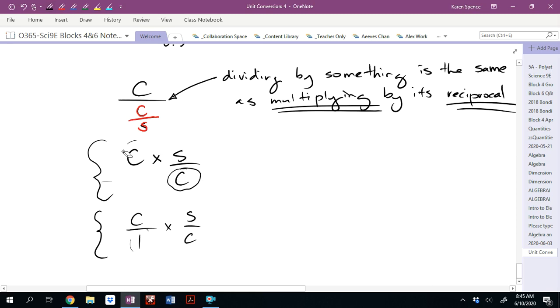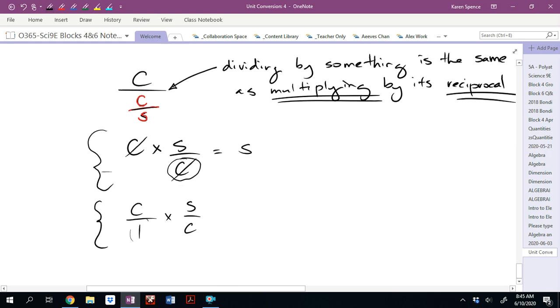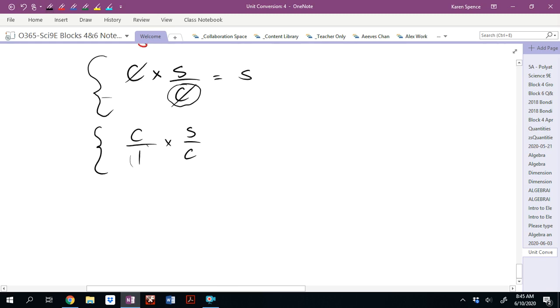As long as everything lines up okay, you don't actually have to write that 1 on the bottom. Okay, and then anytime you have something on the top and on the bottom, it can cancel out and you're left with seconds. Okay, so let's try that once more in context.